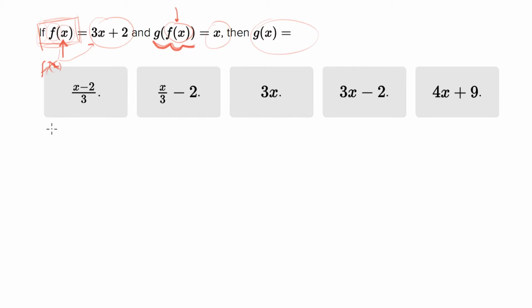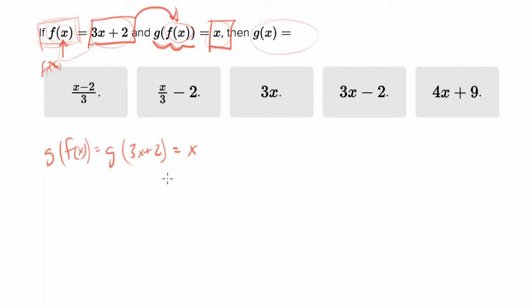So I'm going to actually plug that in. Let's take f of x, plug it into g of x, and you'll get g of f of x equals g of 3x plus 2. That should equal, because we're told right here, x. So this is a piece of information that they're giving us. We know when the input of g is 3x plus 2, the output needs to be x. At this point, it's difficult to figure out how to generate the function g, which produces that transformation.